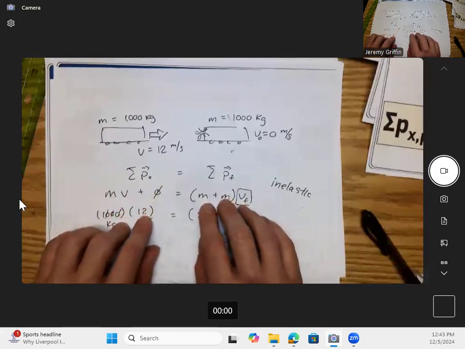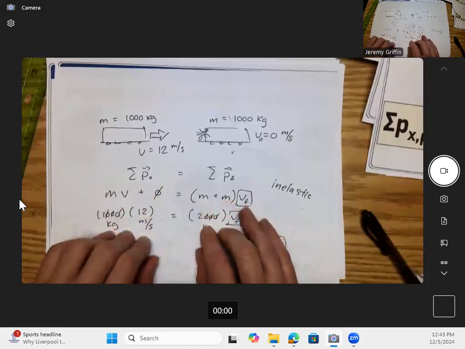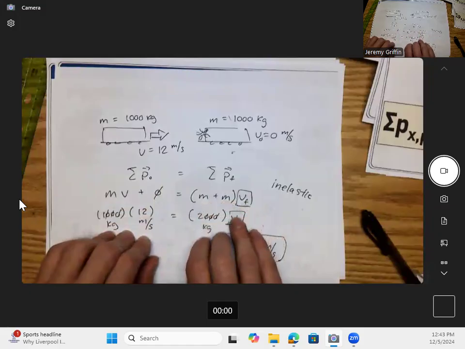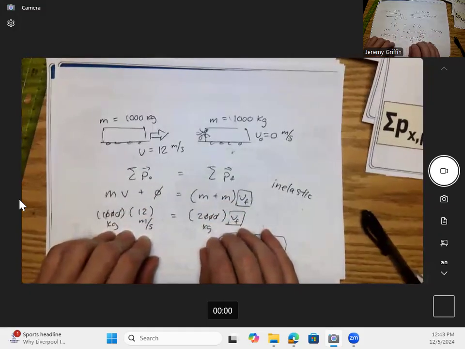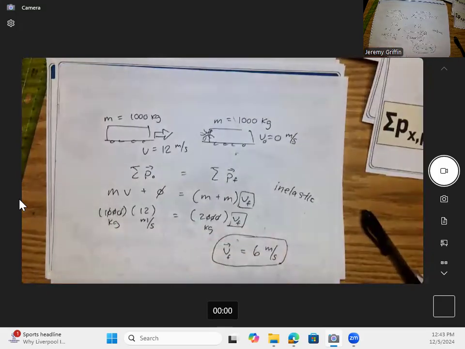Let's throw some numbers in here. So I got 1,000 kilograms at 12 meters per second. Then after they collide, now that makes 2,000 kilograms, moving how fast? Can you guys solve how fast? How fast is that? 6. Aha! It has to be 6 meters per second. You guys see 6? Right?